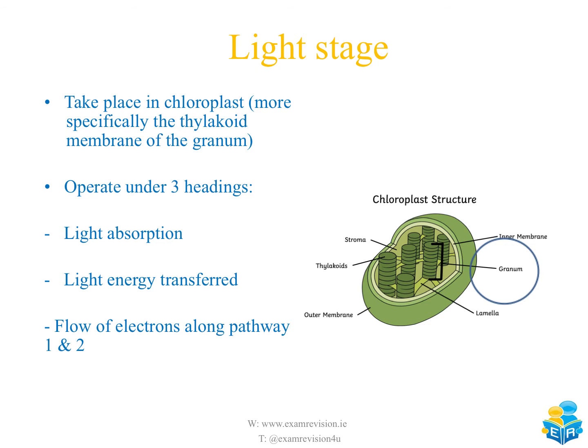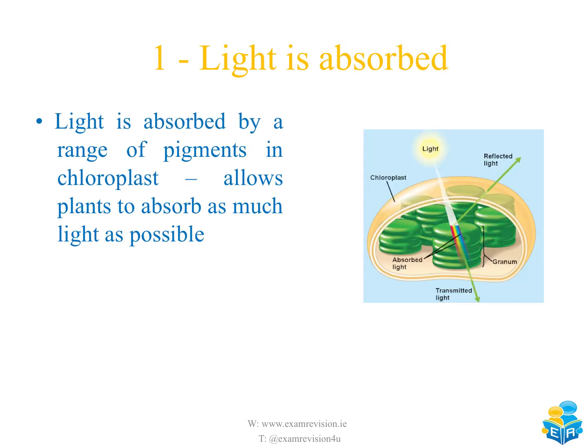We have our light absorption, okay, so the sunlight is going to be absorbed by the chlorophyll. The light energy is going to be transferred to wherever it's needed. And then these electrons are going to flow around one of two pathways, okay? Think back to the high energy electrons we had a couple of minutes ago. They have to flow along a pathway. It's either going to be pathway 1 or pathway 2, and we'll look at the ins and outs of them in the next couple of minutes.